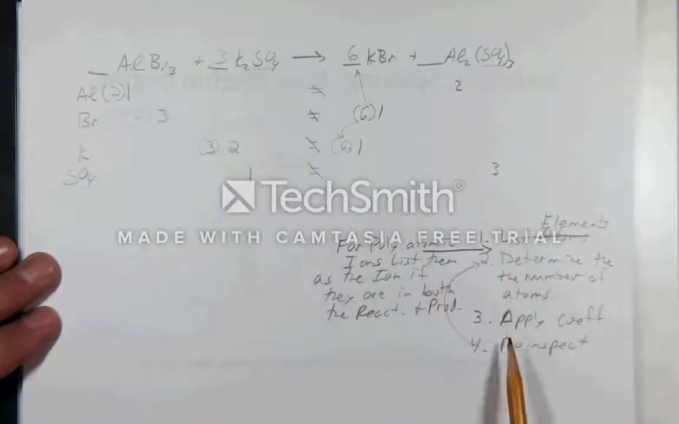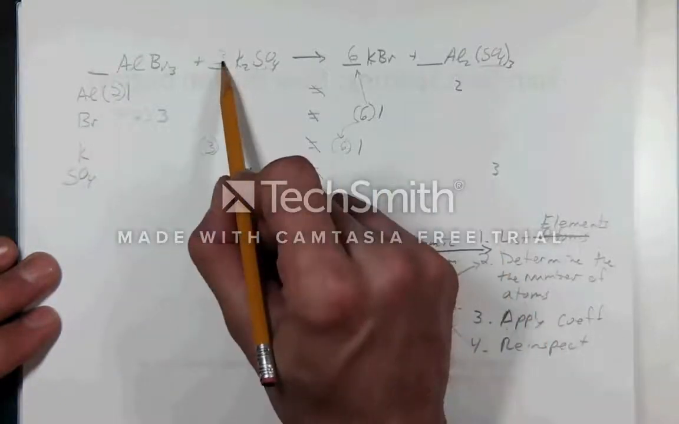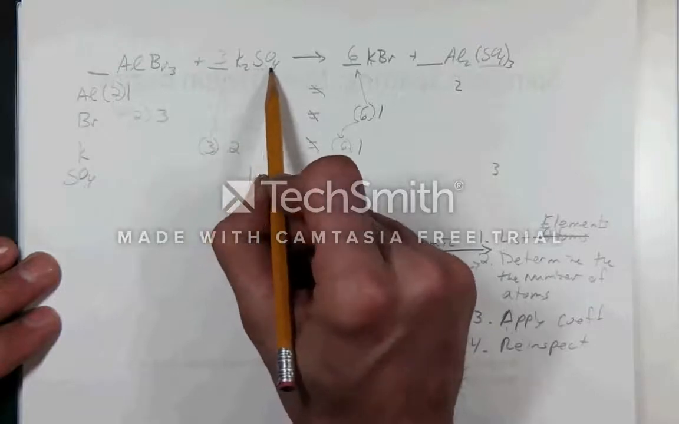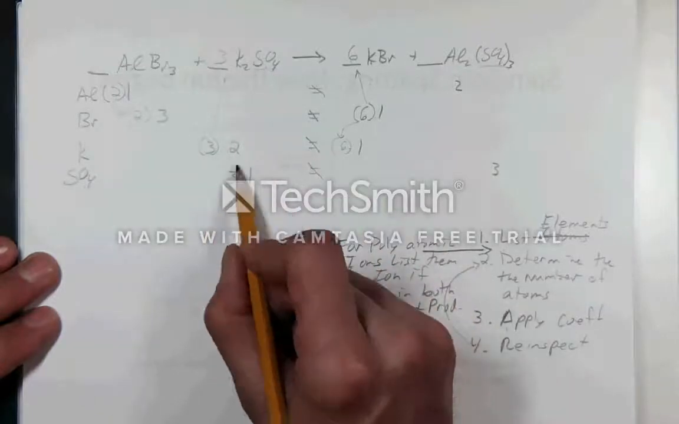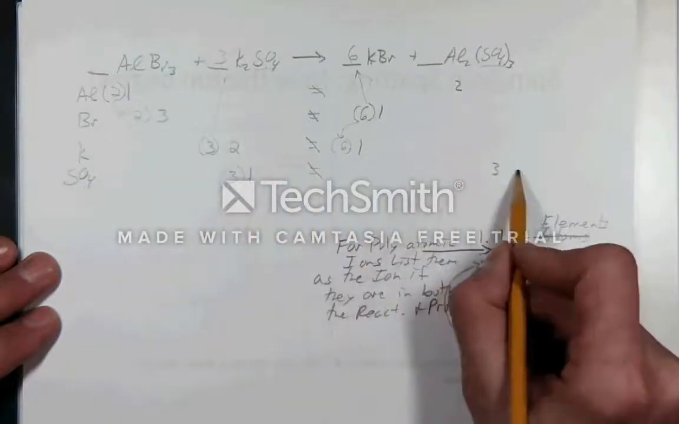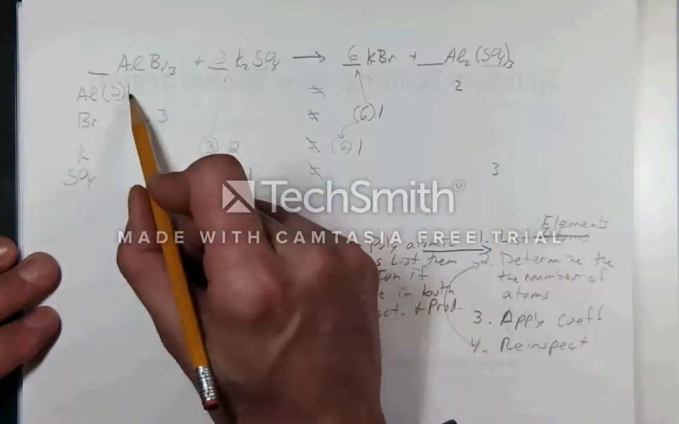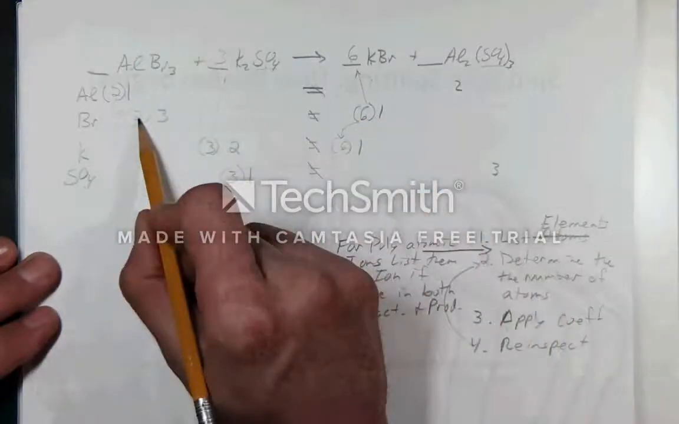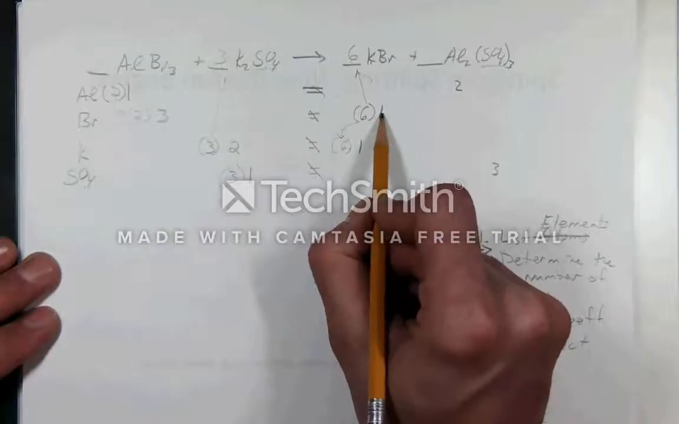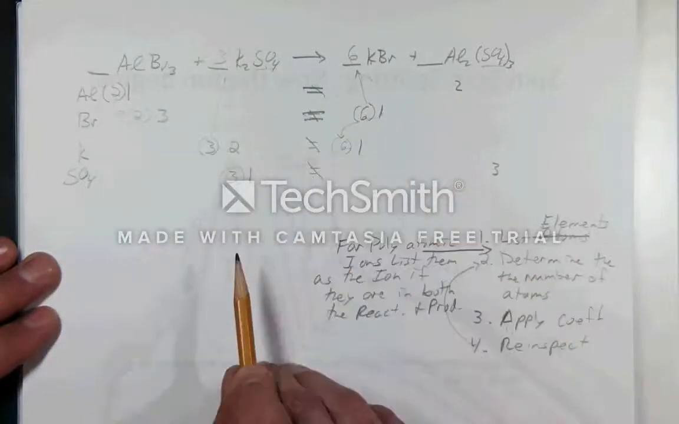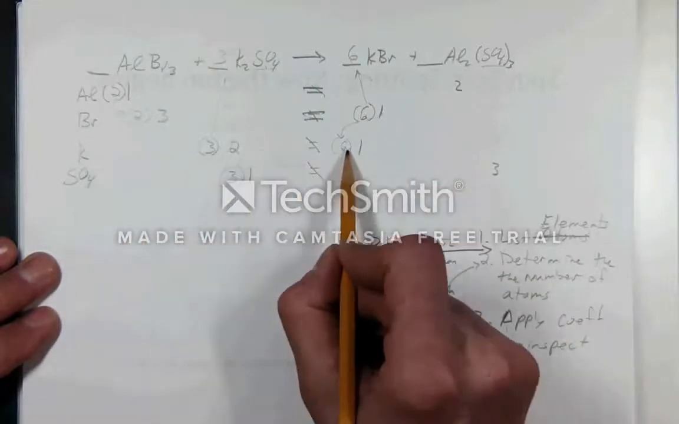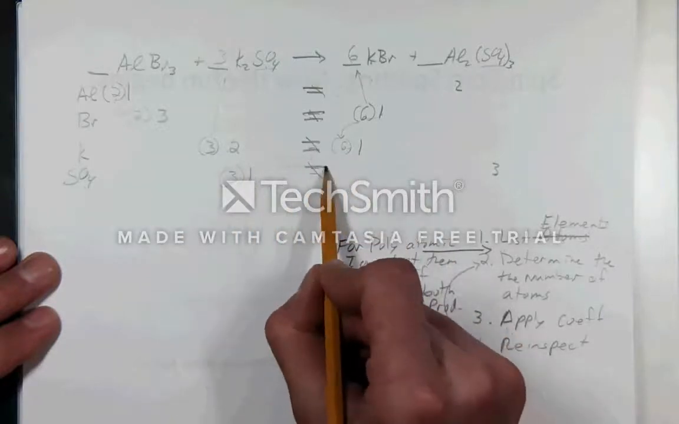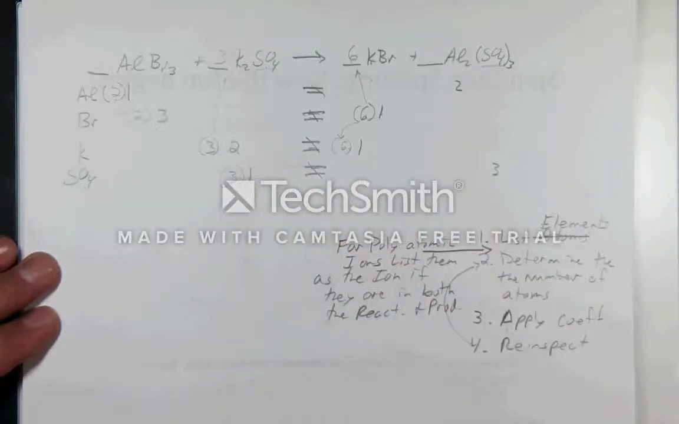Every time we apply a coefficient, reinspect. This 3 we used to balance the potassiums. It also applies to these sulfates. 3 times 1 equals 3. So 2 times 1 equals 2, they're balanced. 2 times 3 equals 6 times 1. Bromine's balanced. Potassium, 3 times 2 equals 6 times 1. And 3 times 1 equals 3. The equation is balanced.